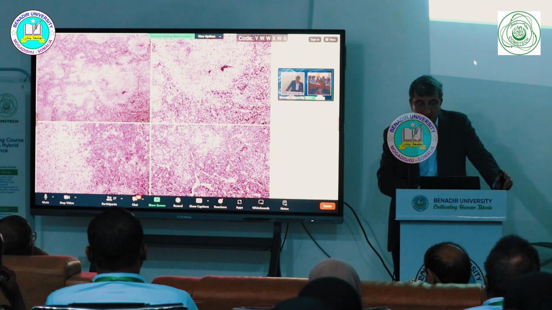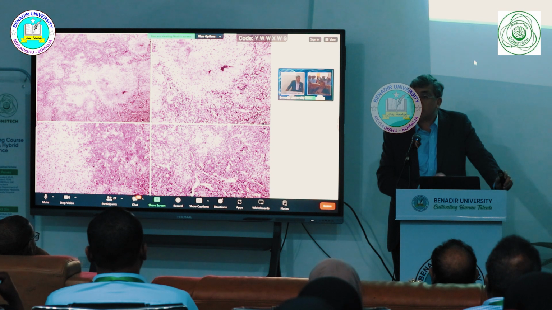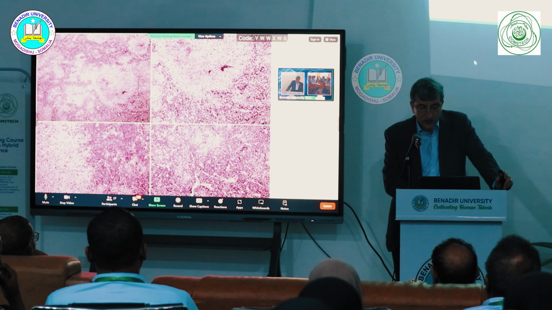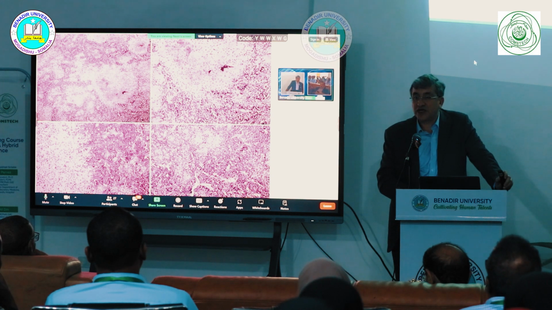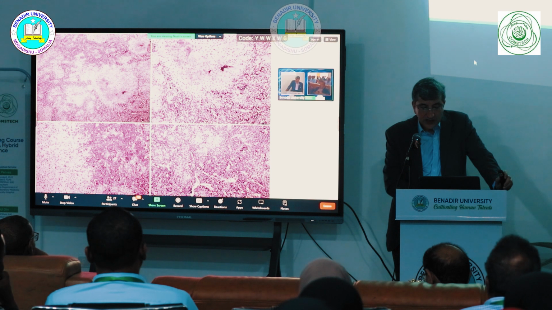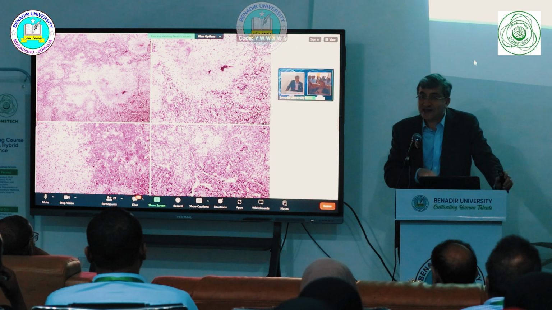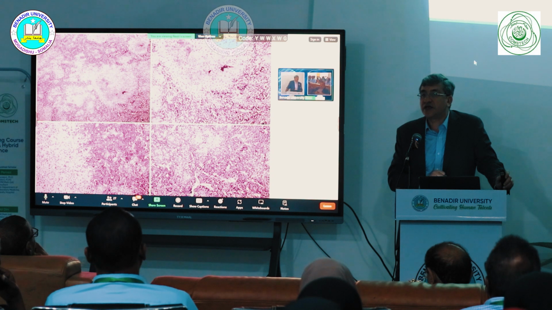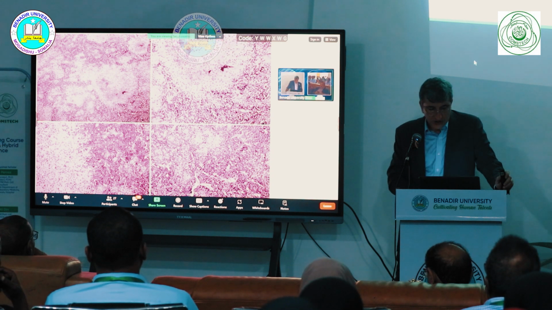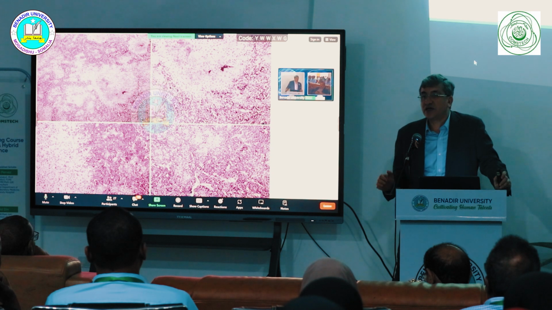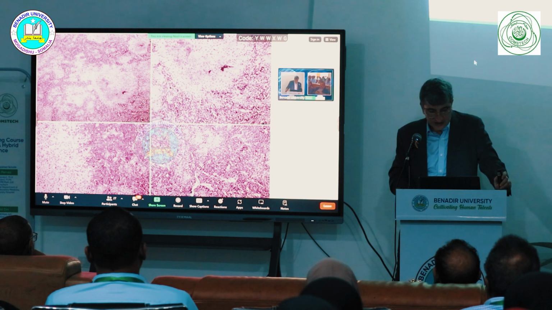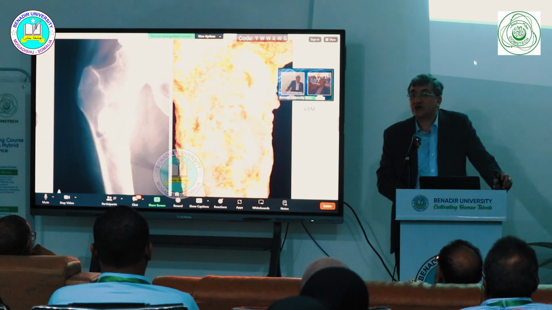So how do you differentiate this from osteosarcoma? Even small cell osteosarcoma does not show this type of cartilage lobules in it. Sometimes immunohistochemistry doesn't support a diagnosis, and you have to correlate with the radiological features. In this case, the behavior is dedifferentiated.